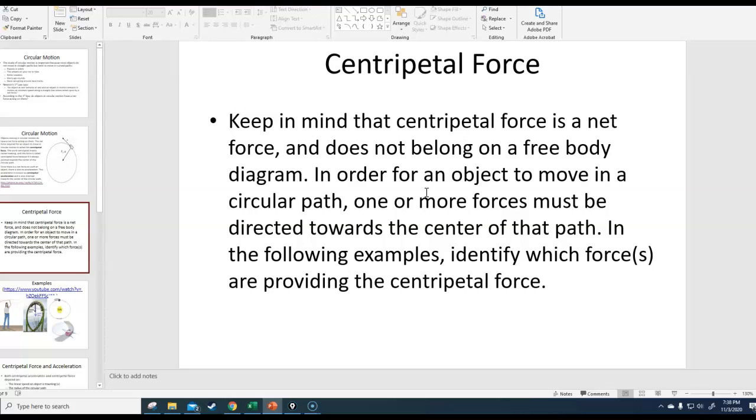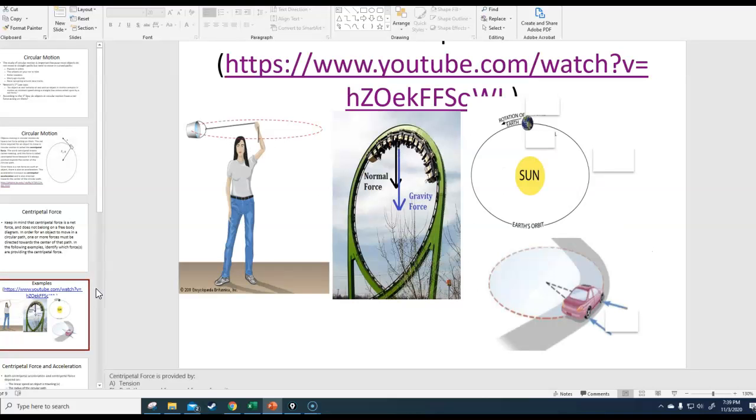So in the following examples, we're going to identify which force or forces, because it could be more than one, even though it's usually just one, which force or forces are providing the centripetal force. And again, what we're looking for is which forces are acting towards the center of the circle. Okay, so take a look here.